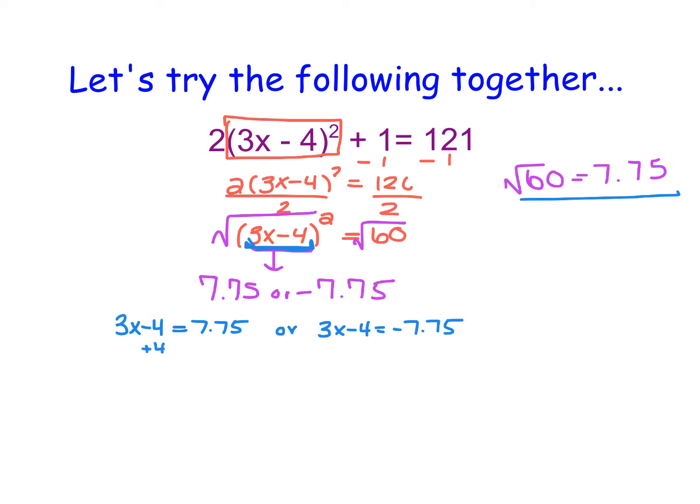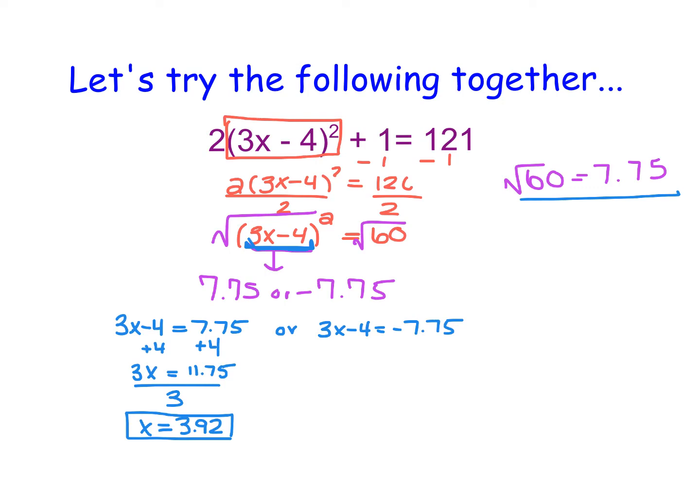So we add 4 to each side. So I have 3x is equal to 11.75. And then I divide both sides by 3. So if I take 11.75 divided by 3, I find that x is equal to approximately 3.92. So that's one possible value for x that will make that original equation true.